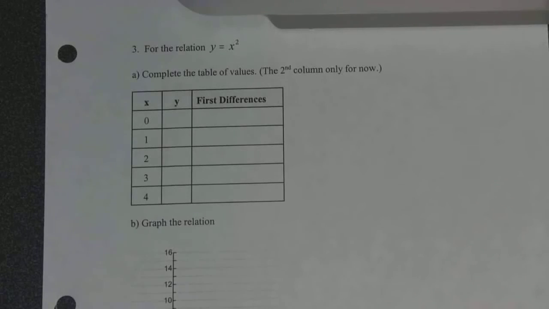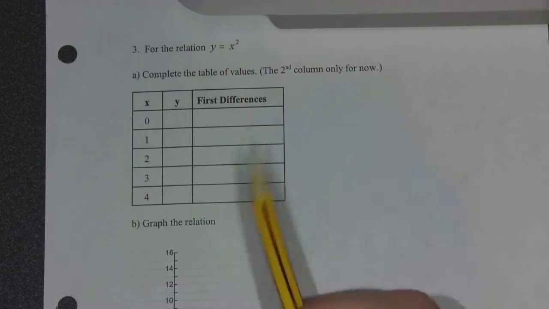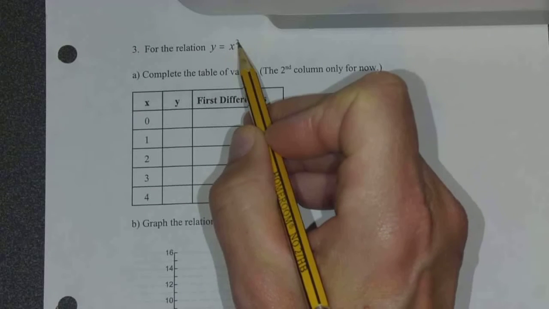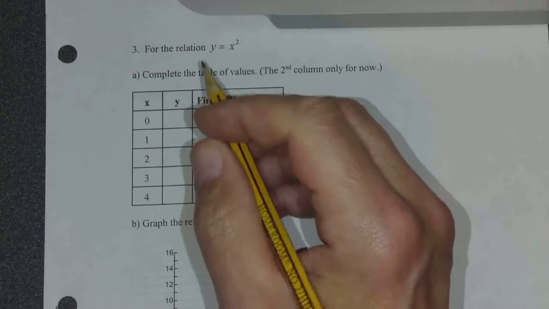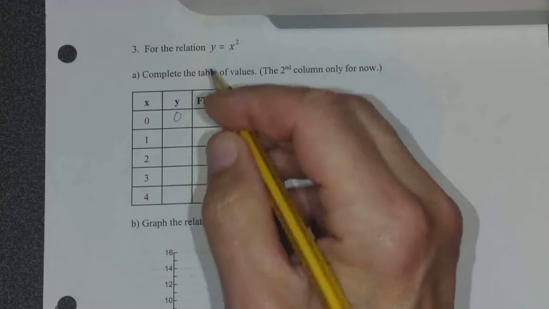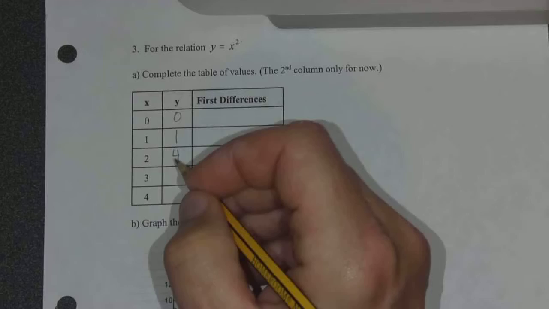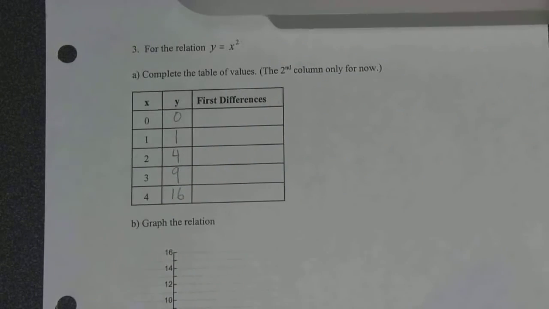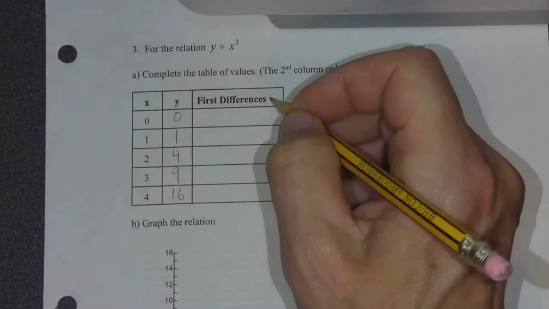Okay guys, so number 3 says for the relation y is equal to x squared, complete the table of values. Again, same x numbers. Take this 0, put it in there, but square it. So 0 squared, and if you don't know on your calculator, don't guess. 0 squared is 0. 1 squared, 1. 2 squared, 4. 3 squared, 9. 4 squared, 16.